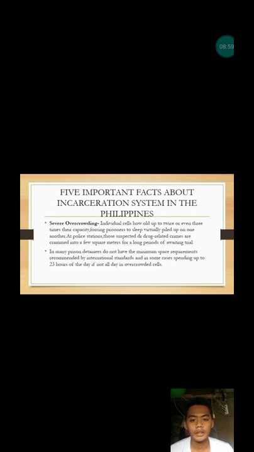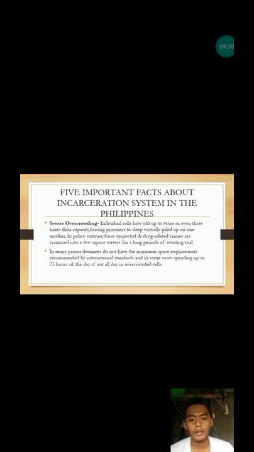Five important facts about the incarceration system in the Philippines. First is severe overcrowding. Individual cells hold up to twice or even three times their capacity, forcing prisoners to sleep virtually piled up on one another. At police stations, those suspected of drug-related crimes are crammed into a few square meters for long periods while awaiting trial. So severe overcrowding is very common, especially in cells with a lot of individuals.